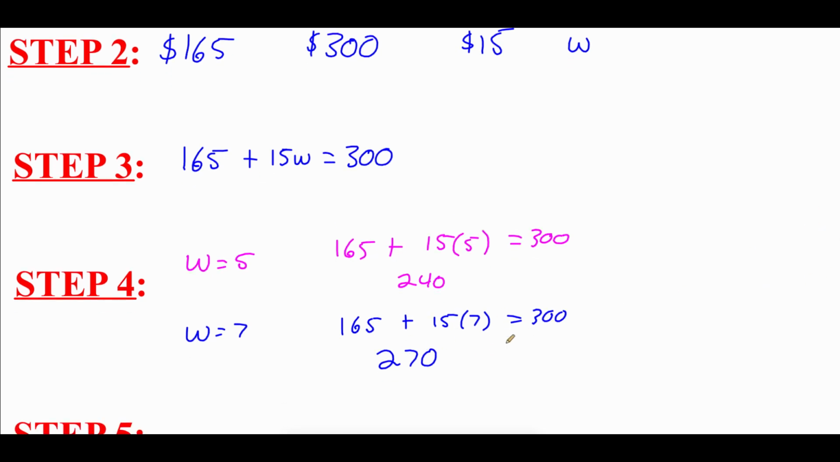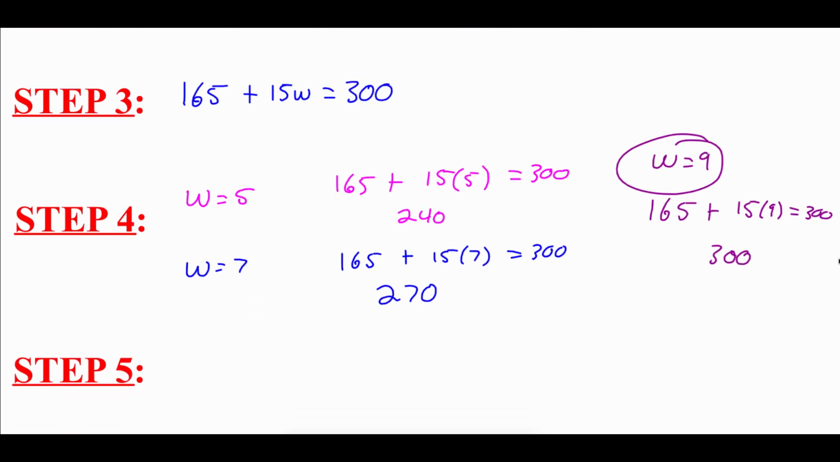Now, I can see that I'm going to need $30 more. And if I'm saving $15 per week, $30 is going to be 2 weeks. So we just tested out a W value of 7. I'm going to do 2 more than that. So I'm going to do a W value of 9. So I'm going to go $165 plus 15 times 9, and hopefully that's going to get me to $300. 15 times 9 is 135, and if I add 135 to 165, I get 300, which is exactly what we were trying to get. So we know that this W value must be 9.